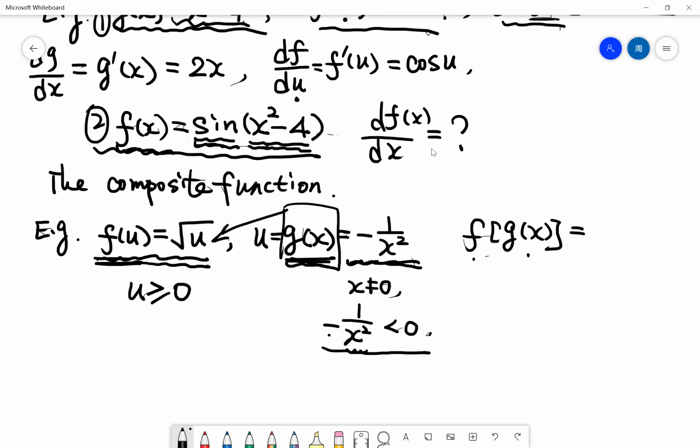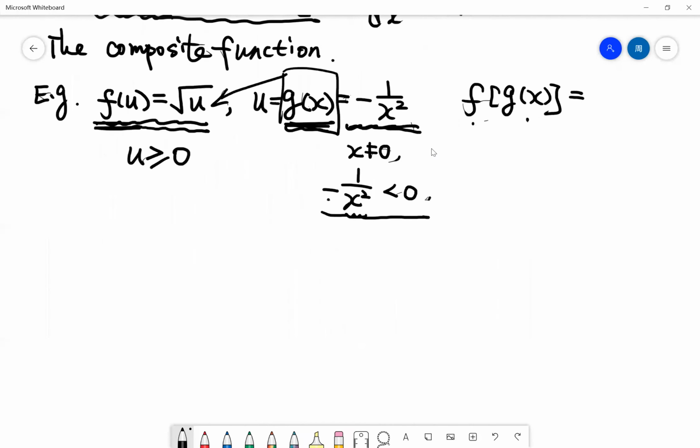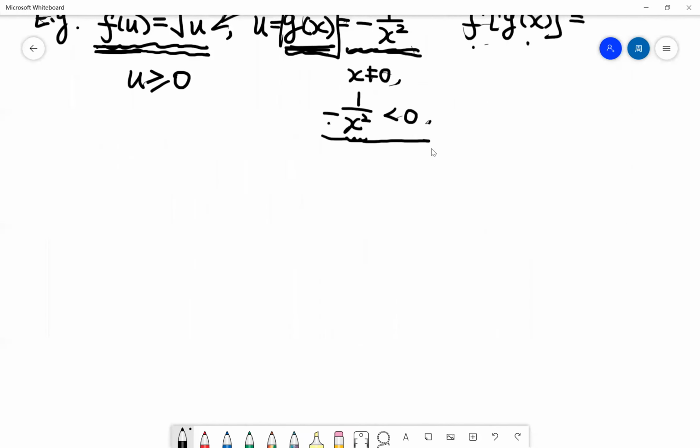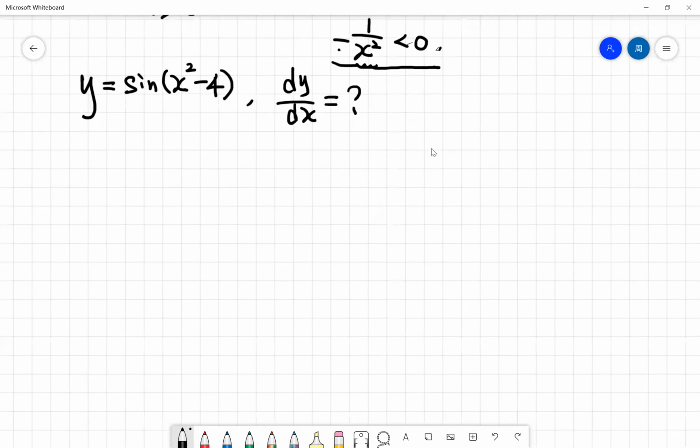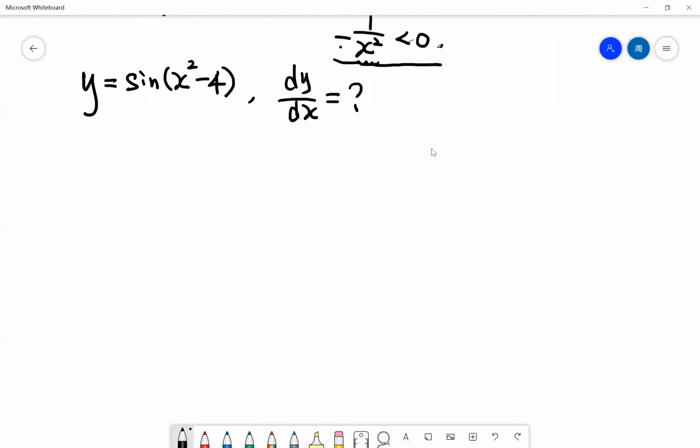So that is the first question, and then we want to know how to find the derivative of the composite function. How to find the derivative if y equals sine of x squared minus 4? Then how to find dy by dx? Before we give the chain rule, I will give you two examples.